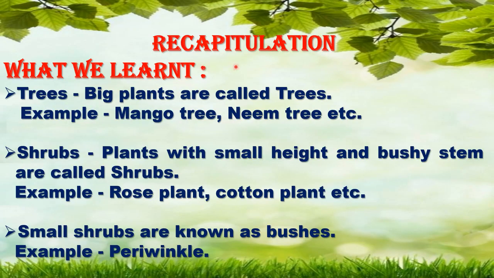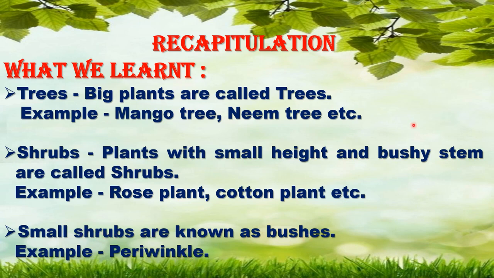Now let's quickly have a recap. Yeah, recapitulation of whatever topics we have studied. What we learned. Trees. Big plants are called trees. Example, mango tree, neem tree. Shrubs. Plants with small height and bushy stem are called shrubs. Example, rose plant, cotton plant. Smaller shrubs are known as bushes.